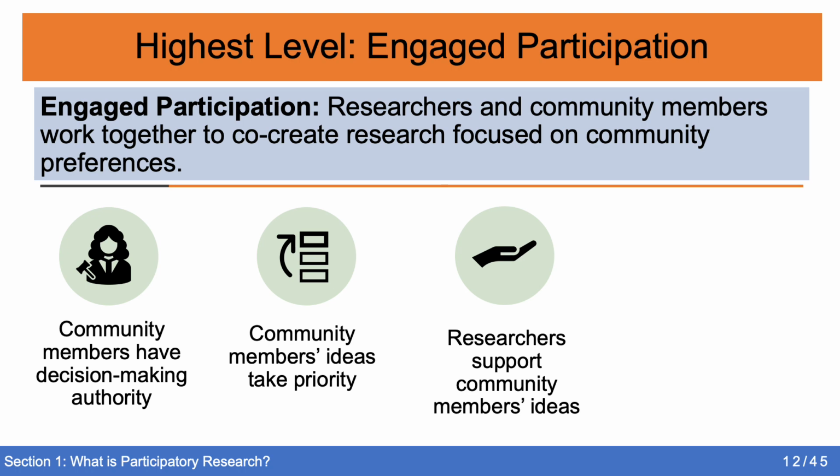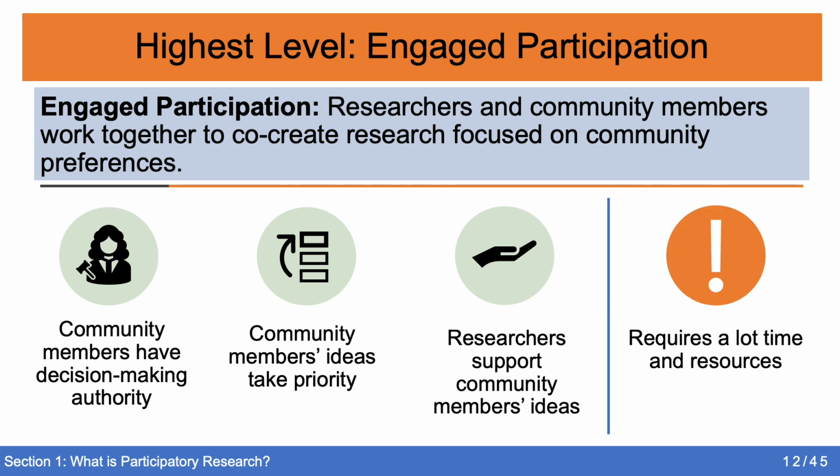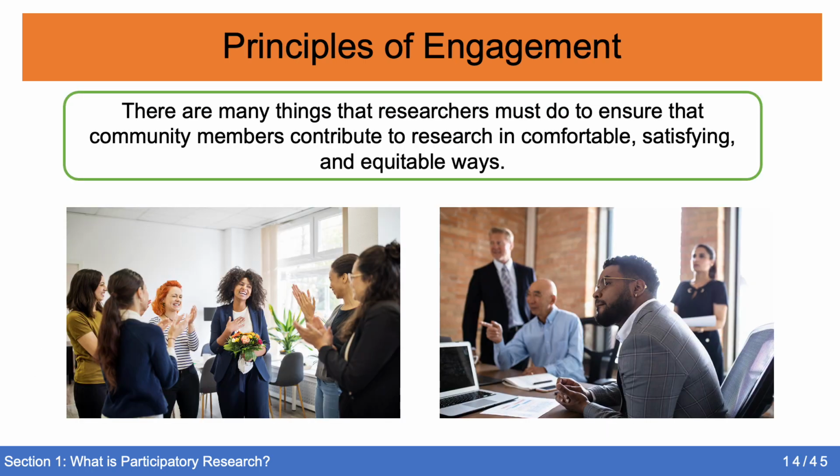The drawback to this level of participation is that it requires a lot of time and resources. It's vital to have autistic people and caregivers in active leadership roles in the research process. Specifically, we must ensure that community members from historically underrepresented groups are involved and prioritized as well. There are many things that researchers must do to ensure that community members contribute to research in comfortable, satisfying, and equitable ways. We'll review these principles in the next few slides.